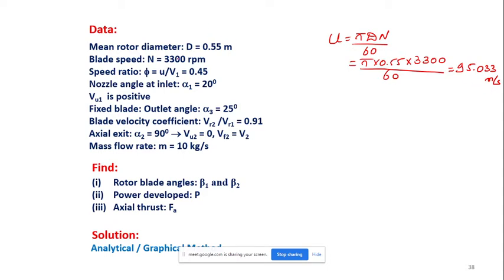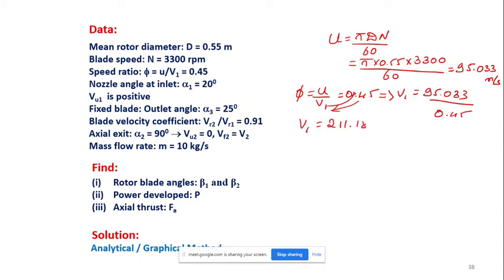Next, phi is equal to U by V1, that is equal to 0.45. Now you know U, you know 0.45. What is V1 now? V1 equals 95.033 divided by 0.45. That gives 211.18. So V1 equals 211.18 meters per second. So this is our V1.